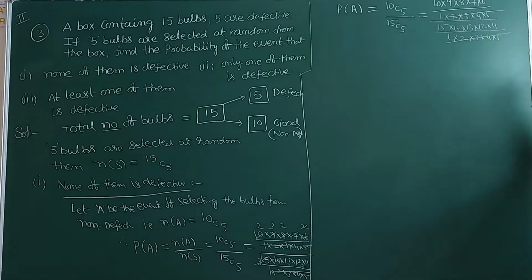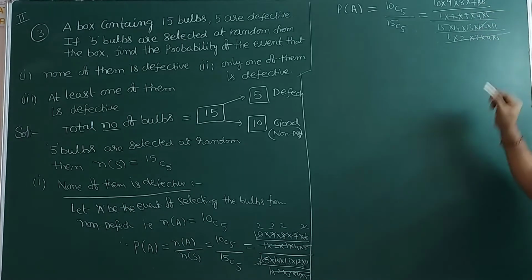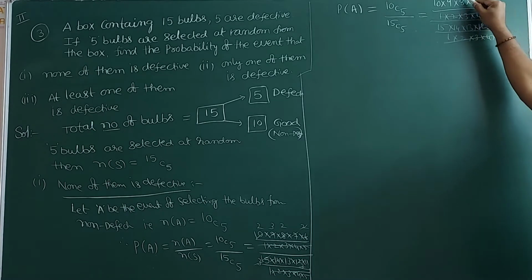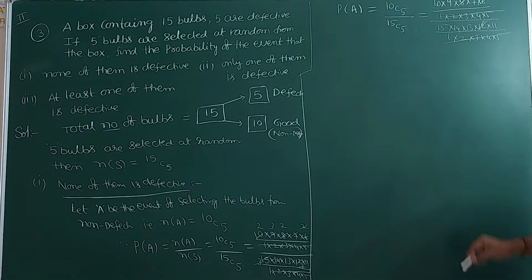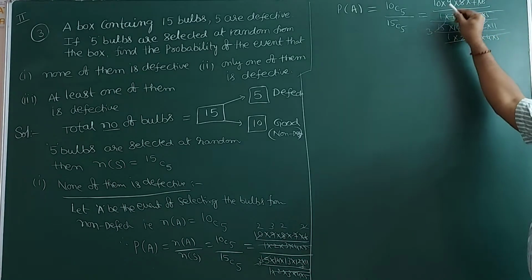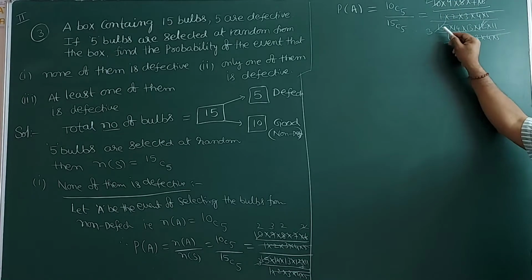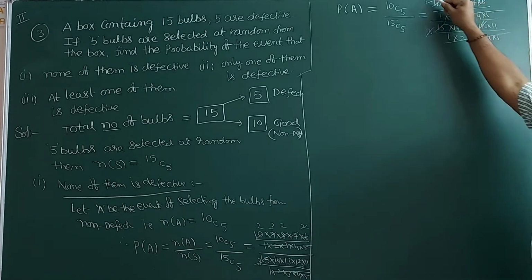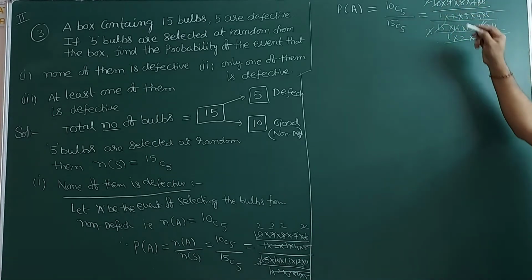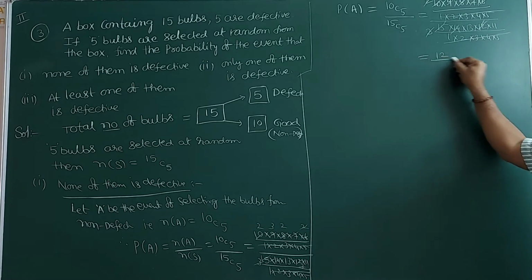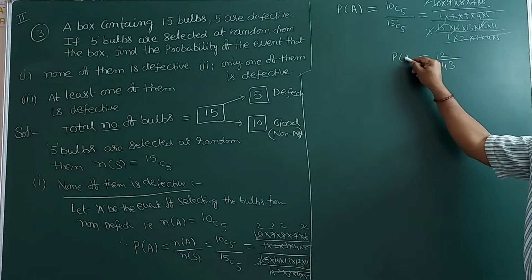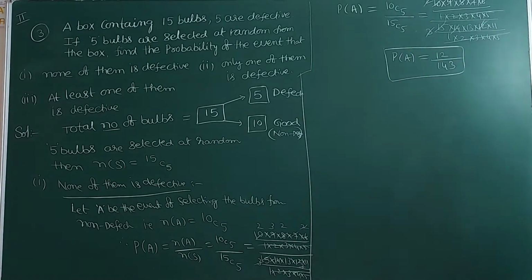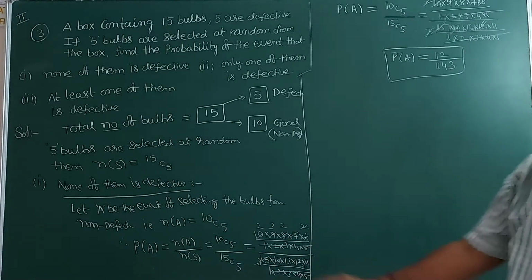So you can cancel 1, 2, 3, 4, 5. 6 1s are 6, 6 2s are 12. 2 1s are 2, 2 4s are 8. 5 3s are 15, 5 2s are 10. 3 1s are 3, 3 3s are 9. Next here 7 into 2 is 14, here 14. So 3 4s are 12, divided by 13 into 11, 143. So P of A is equal to 12 by 143. This is the probability that none of them is defective.